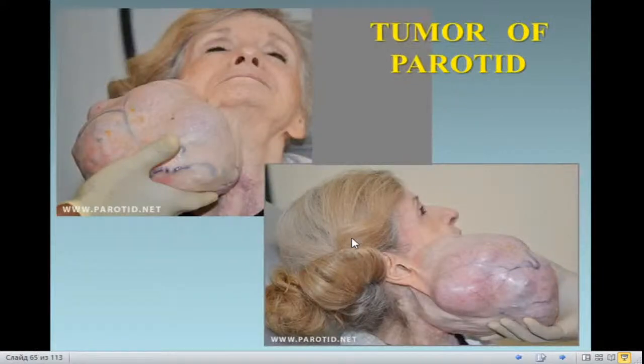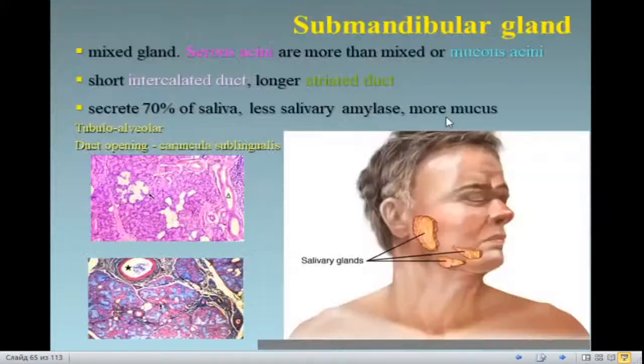In kids, the infectious disease of the parotid gland is called mumps. In adults who have no mumps, in the majority of cases, they can have a tumor of the parotid gland. This is how it looks. Very serious condition.